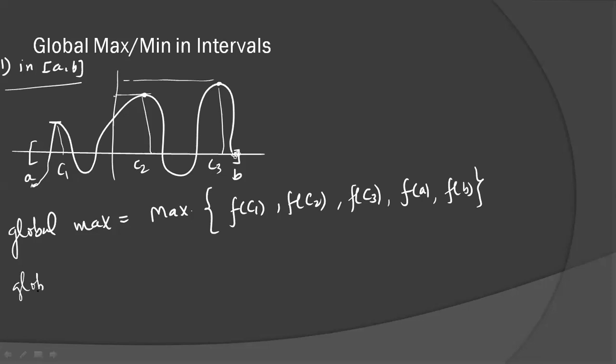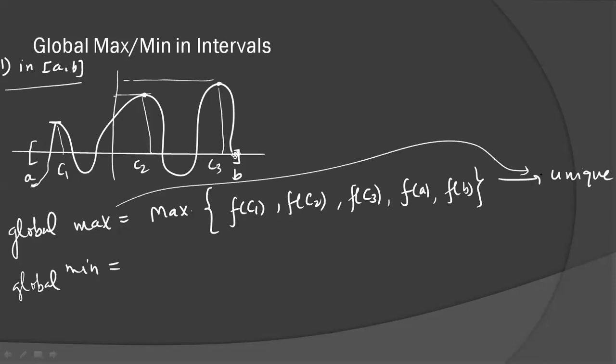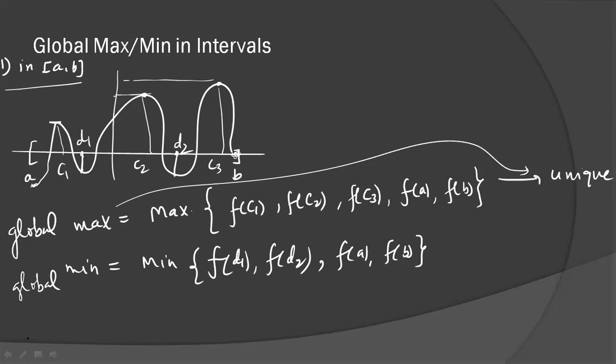What is the global minimum? It is always unique, which means you have only one global maxima and one global minima, if they exist. But you can have more than one local maxima or local minima. It is the minimum of all the values. Suppose D1 and D2 are points where you get local minima. f(D1), f(D2) are the local minimums, along with f(a) and f(b). So this is the definition of global minimum.